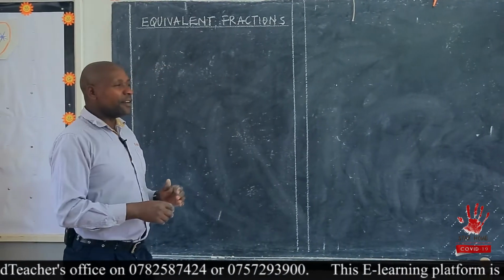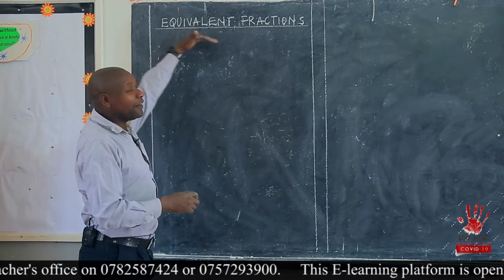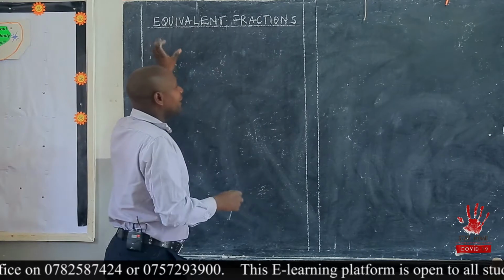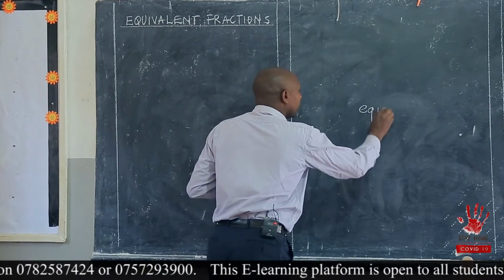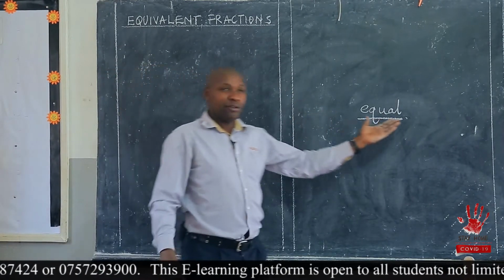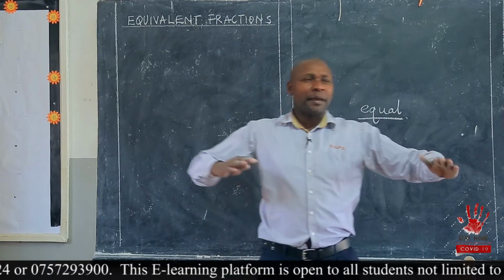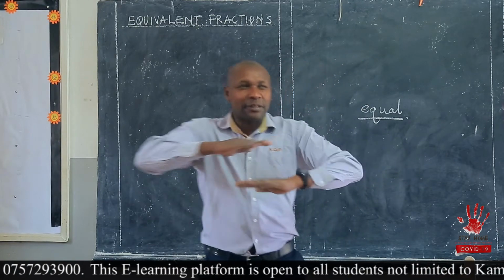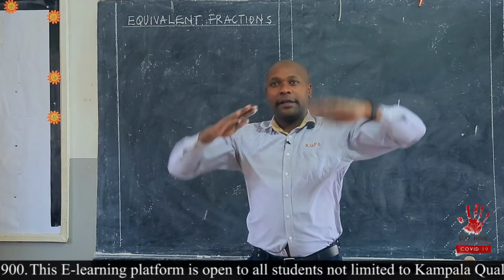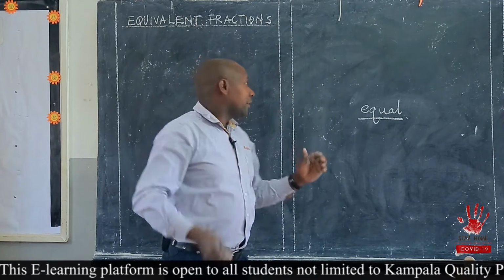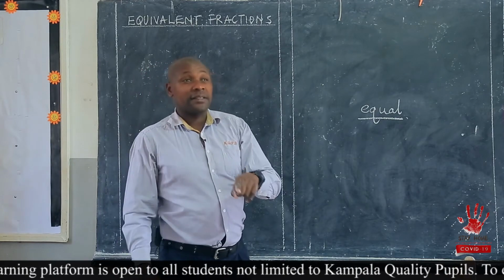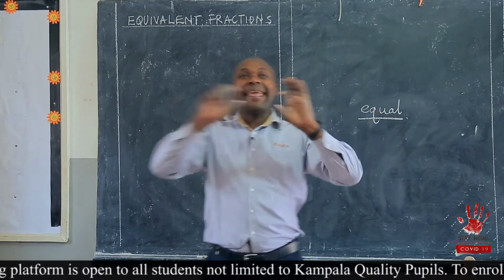Now, what are equivalent fractions? From the word equivalent, you can get a very short word. Somebody is saying we can see the word equal. Very good. Before you go to the word equivalent, what does the word equal mean? I remember a P1 teacher saying equal signs: 1 plus 1 equals 2. Therefore, when we say equal or equivalent, we are going to see fractions that have the same value. They are equal in value.